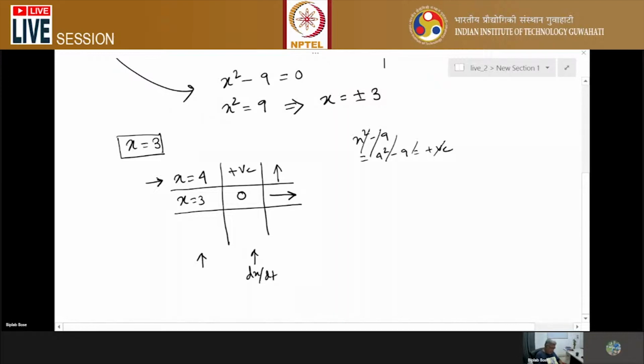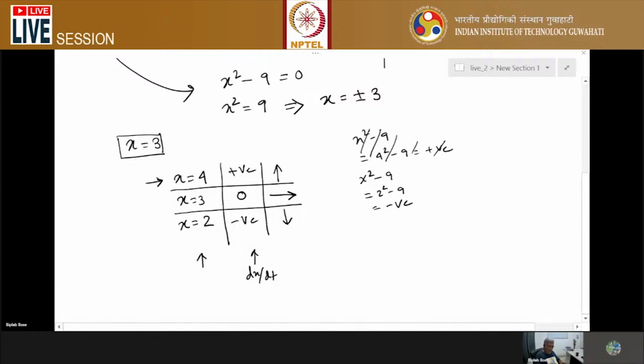Now take a simple value x in the lowest row. What will I take? I will take a value of x which will be less than the steady state value in the middle row. So let me take 2. I will do the calculation again. x square minus 9 is 2 square minus 9. This should be negative because 4 is less than 9. So I have negative, and the arrow will be like this.